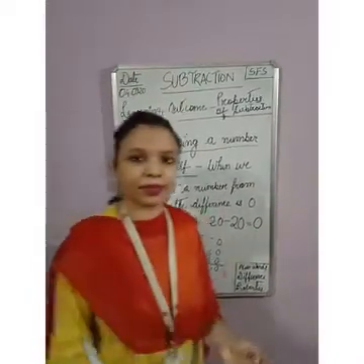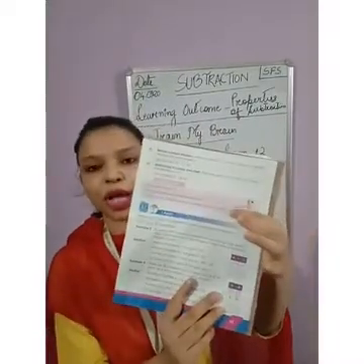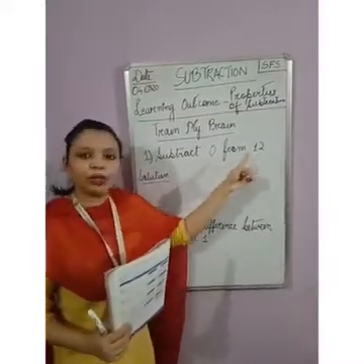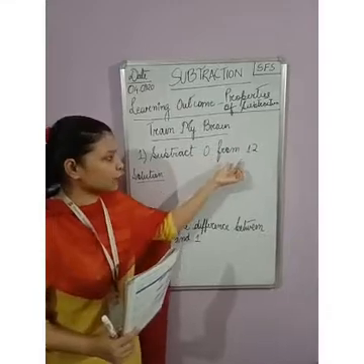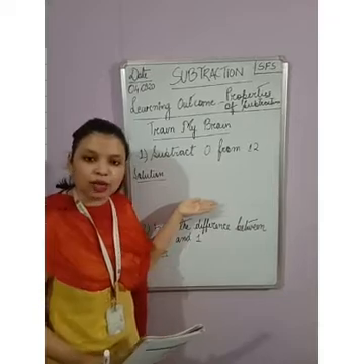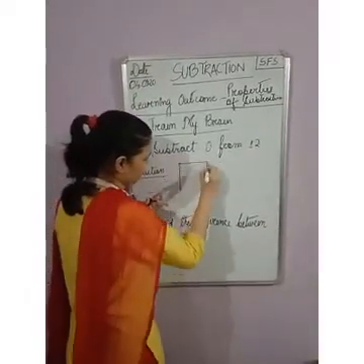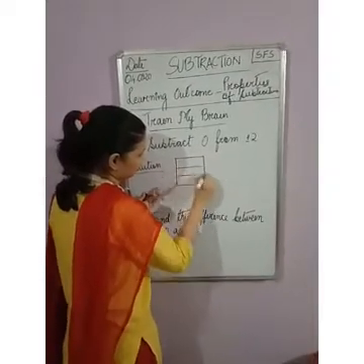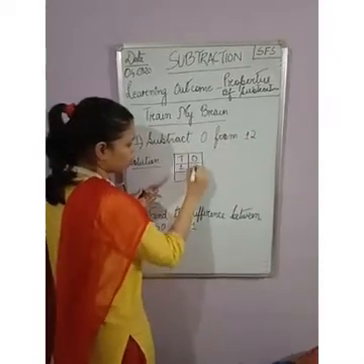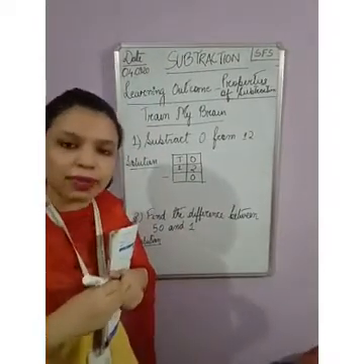Okay children? I am going to take 3 questions from page number 53, Train My Brain. The first question I have written here: subtract 0 from 12. Now we have to subtract 0 from 12. When the word "from" is given, 12 will go up and 0 will come down. Okay. Now I will make the place value chart. Ones and tens. What is the bigger number? 12 minus 0.